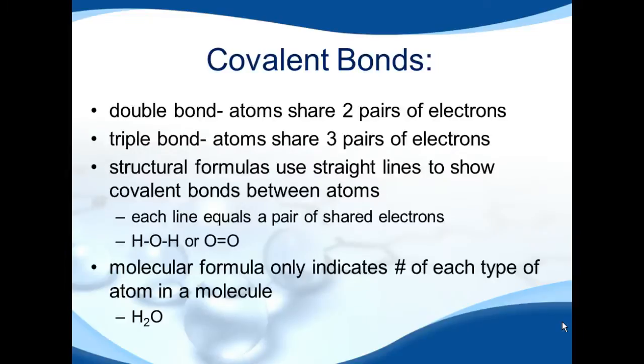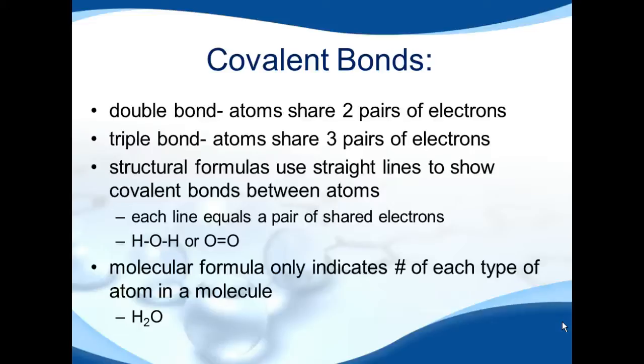So if we have a double bond, that's what you just saw. That means that atoms are sharing 2 pairs of electrons, like you just saw for 2 oxygen molecules. A triple bond occurs when atoms share 3 pairs of electrons. So we can represent these types of bonds in different ways, and there are 2 different types of molecular formulas or structural formulas that you can use to depict a molecule.